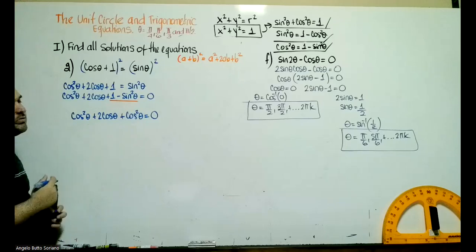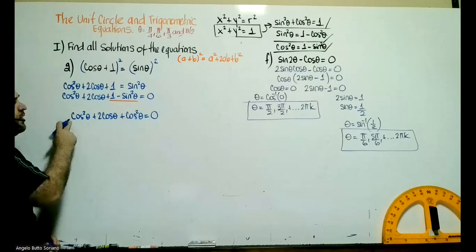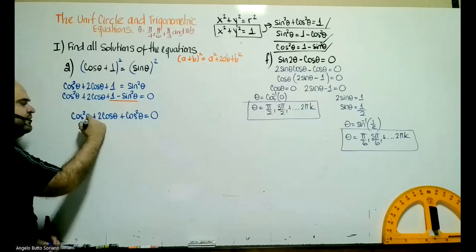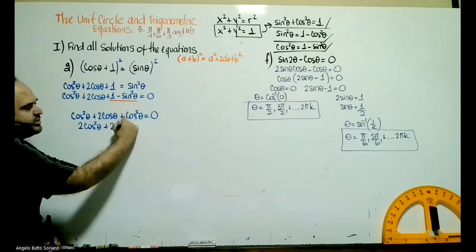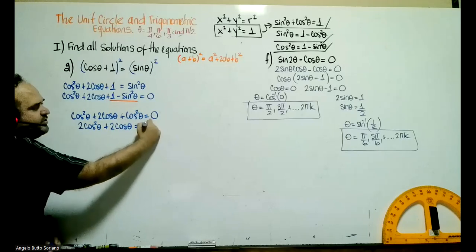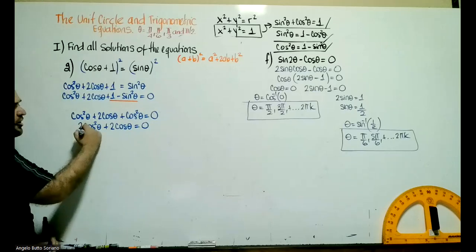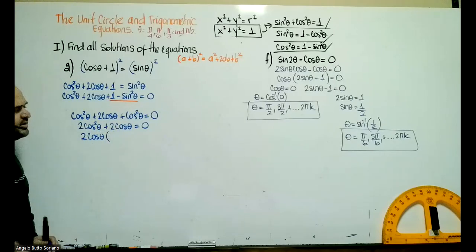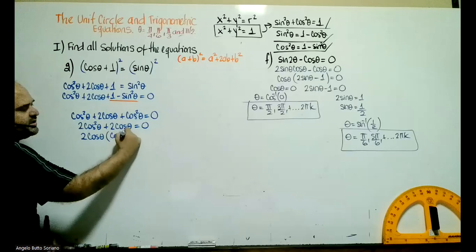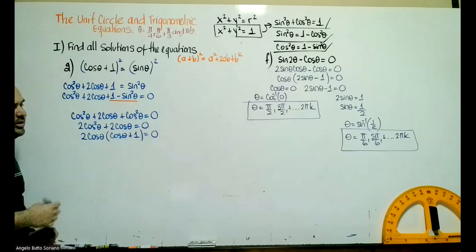Excellent. As you can see, we got like terms. Cosine squared plus cosine squared, no, it won't be cosine fourth power, no. 1 plus 1, that will be 2 cosine squared theta plus 2 cosine theta, that will be equal to 0. How can we solve this equation? Simple, we can take the common factor. Obviously, it will be 2 cosine theta, open parentheses, cosine theta plus 1, equal to 0.